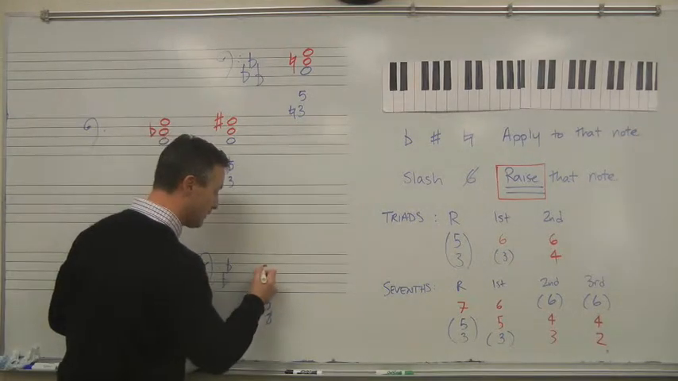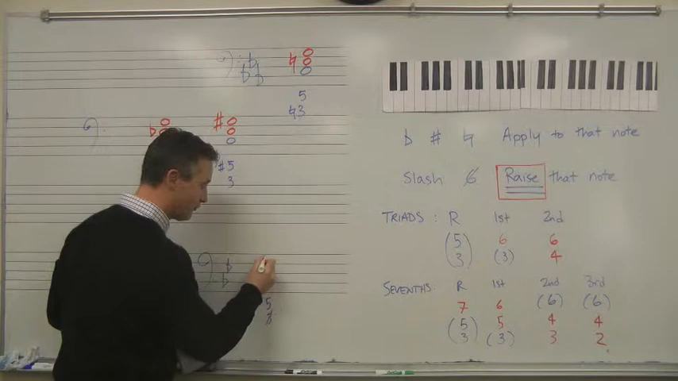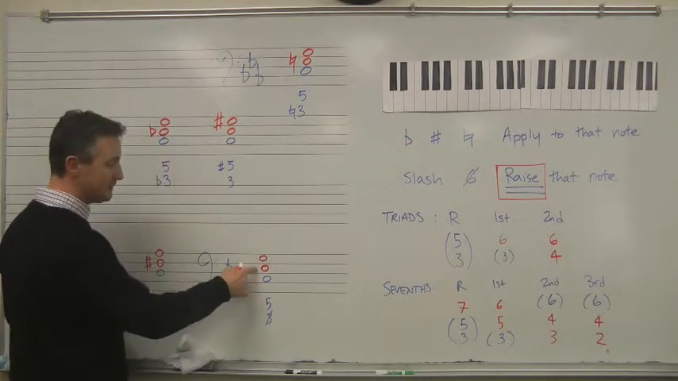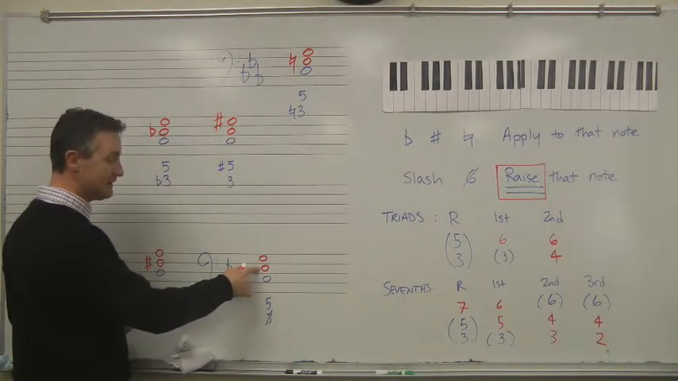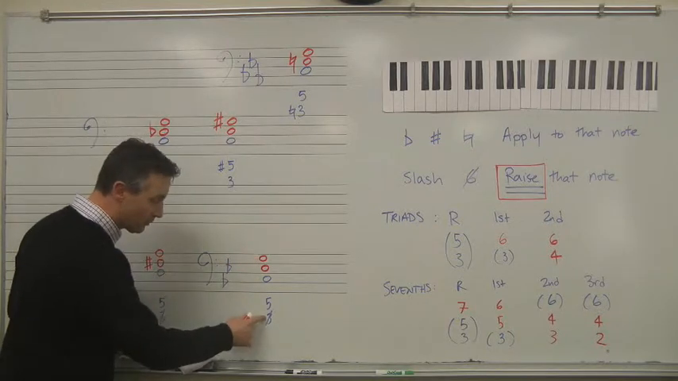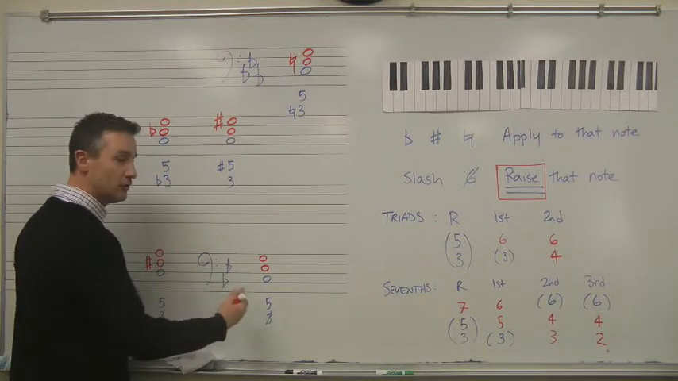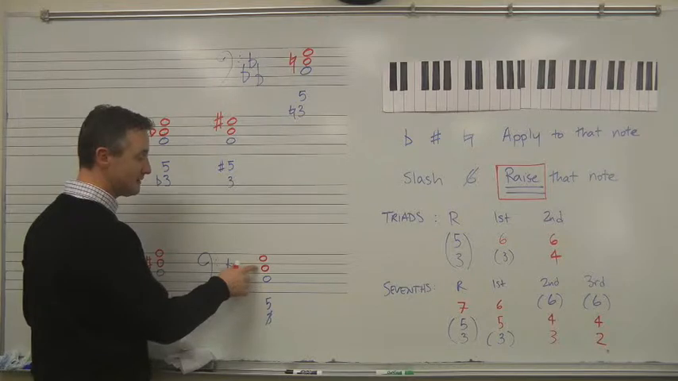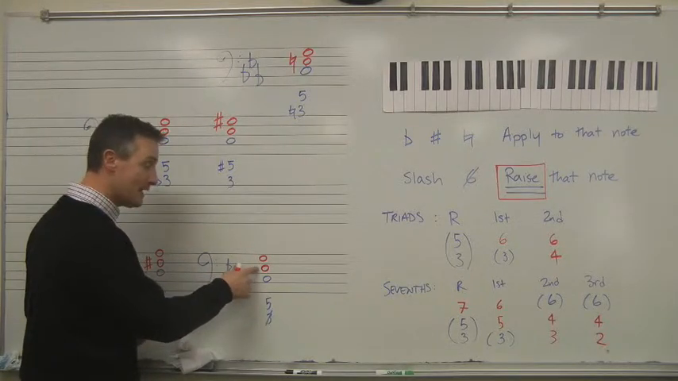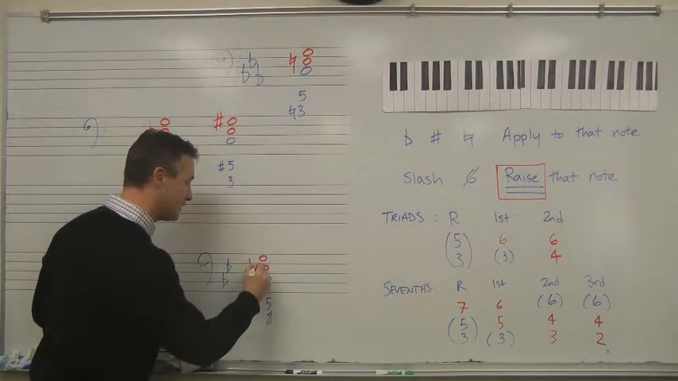We count up 3, 1, 2, 3. We count up 5, 1, 2, 3, 4, 5. This is C, E flat, because of the key signature, G. But the third has a slash. The third is to be raised. So we get to this E flat and we raise it by making it natural.